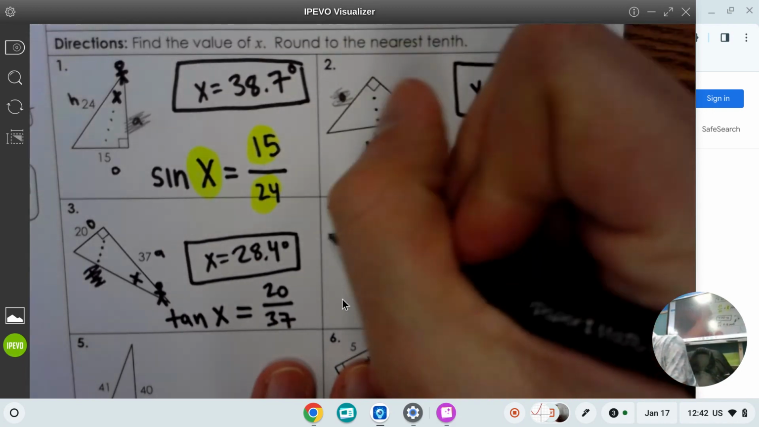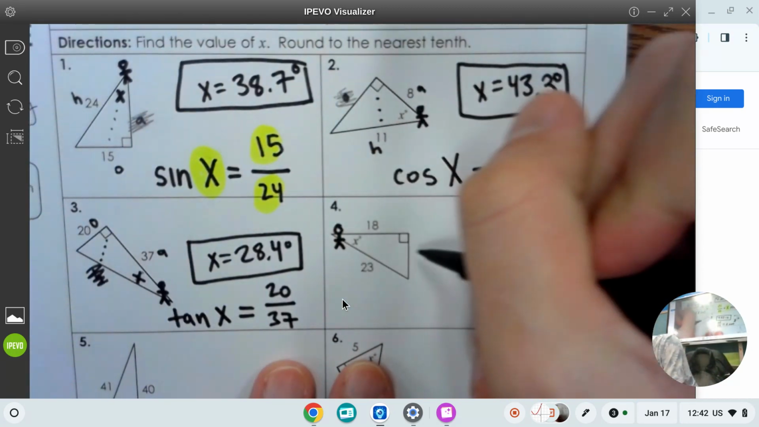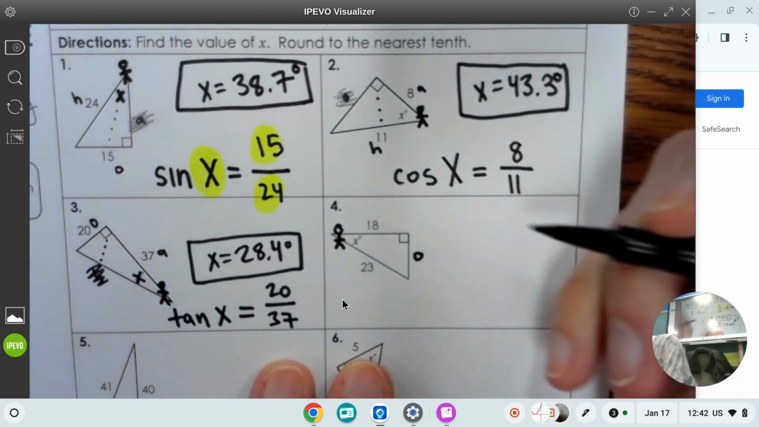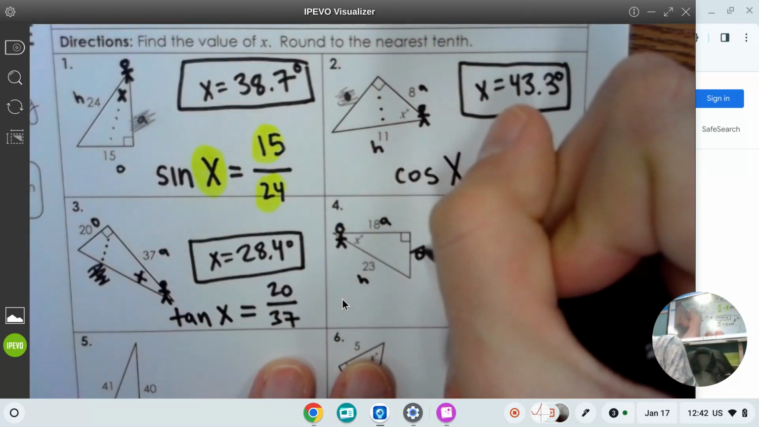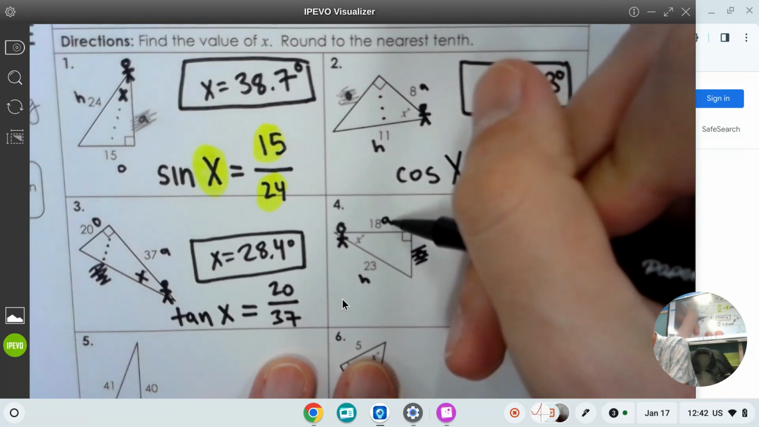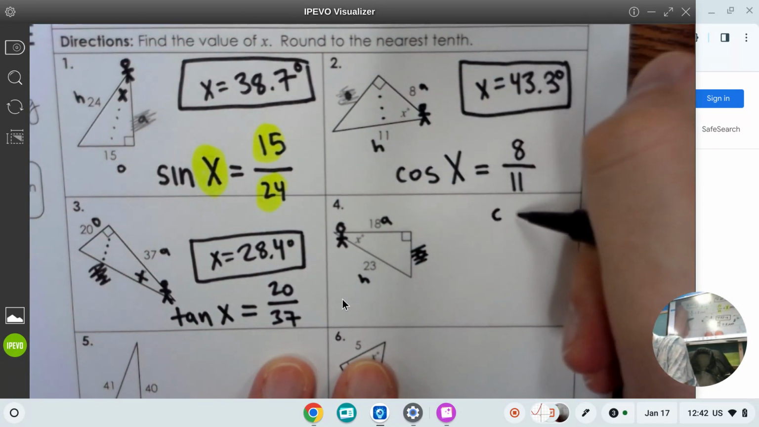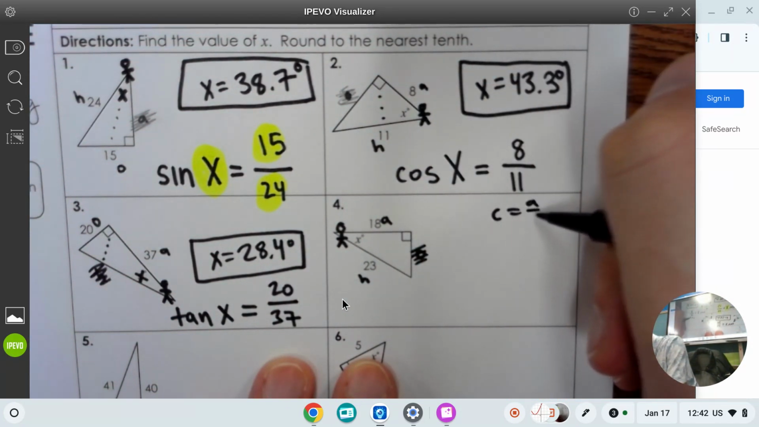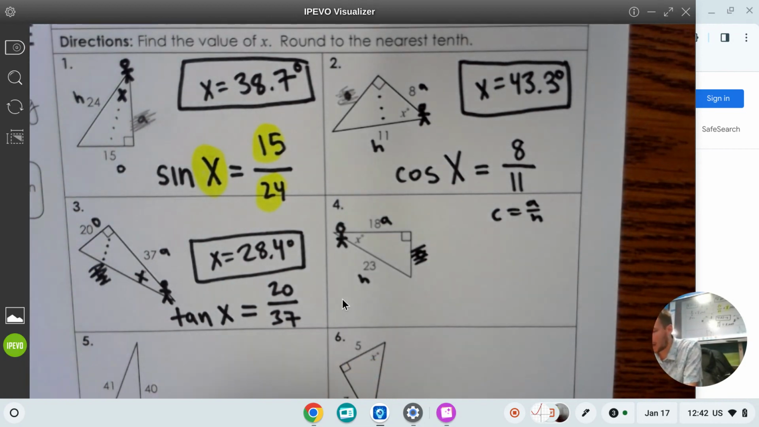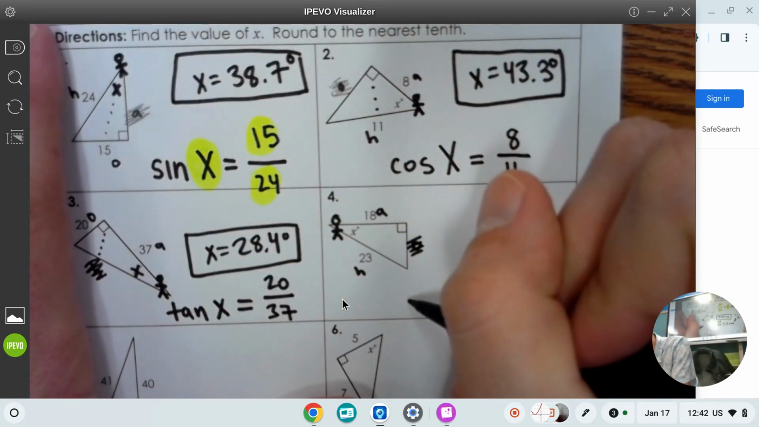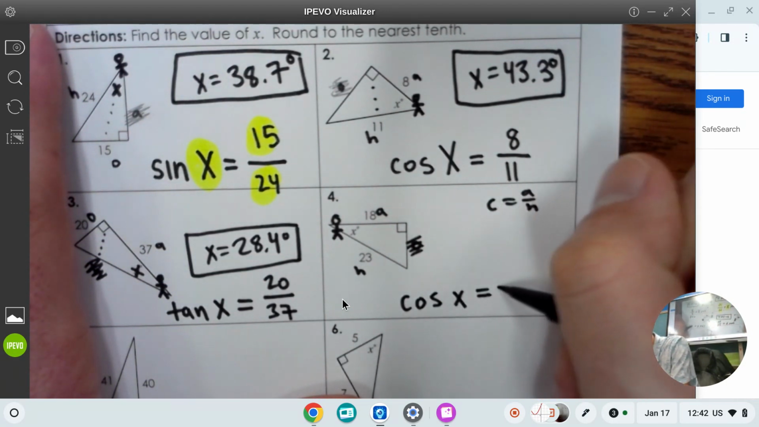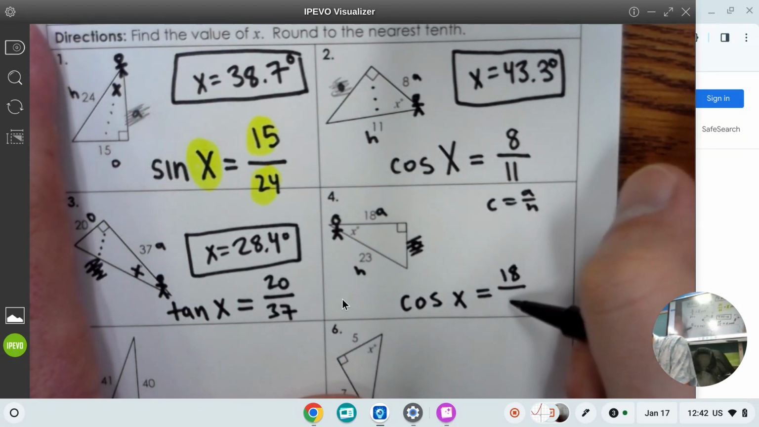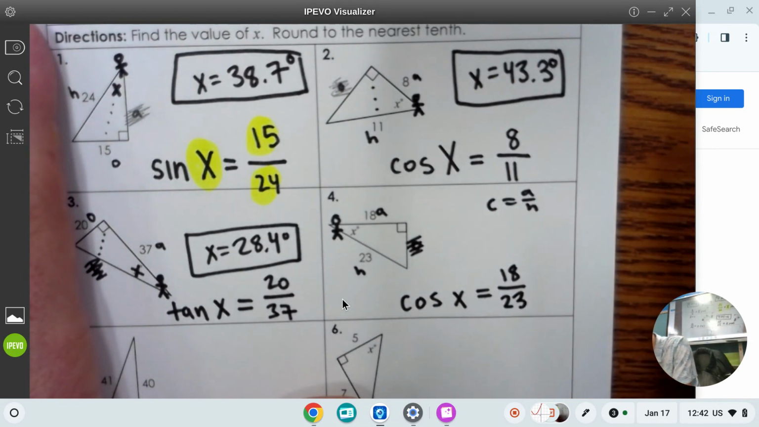Doing the question quickly here. I got my person in this corner. All the way opposite me is over there. Adjacent with my hypotenuse. I don't need the opposite. I need to work with adjacent and hypotenuse. So I'm choosing to work with the cosine, the C, as you guys like to say. So we've got the cosine x equals adjacent 18 over hypotenuse 23.